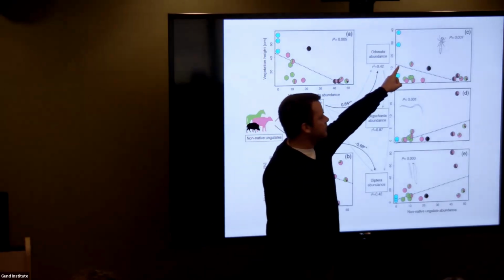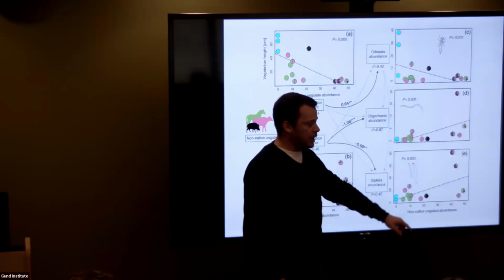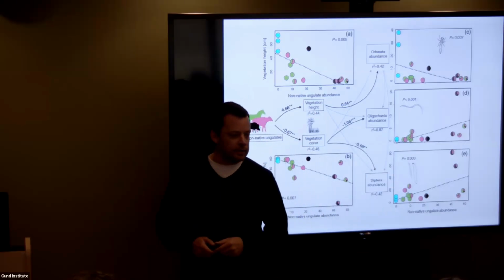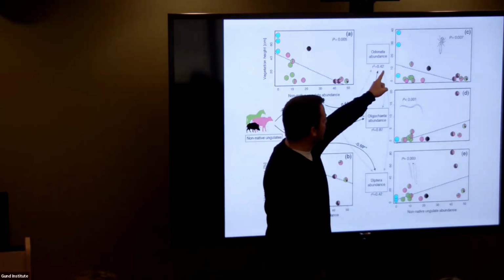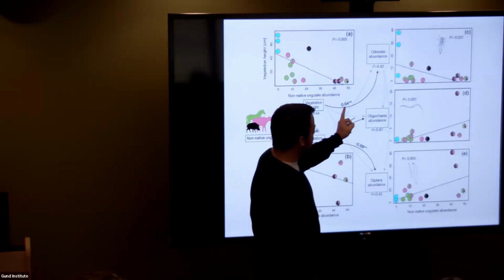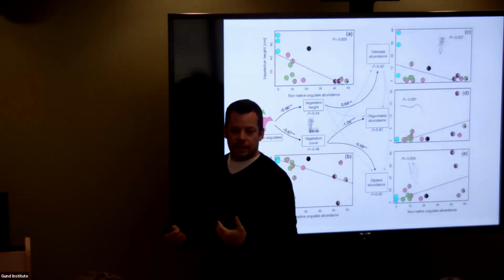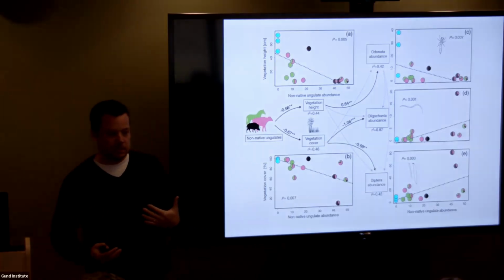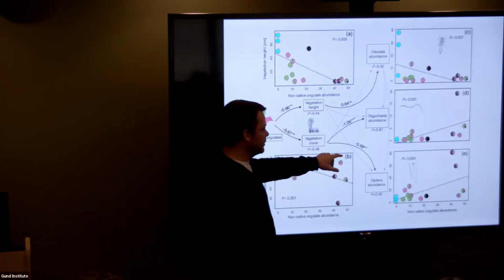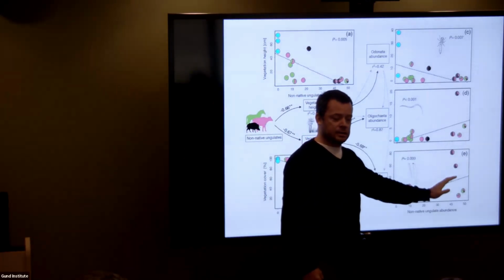This is dragonfly larvae, worms, and fly larvae. You can see that as the non-native abundance increases, the dragonfly larvae decrease. Dragonfly larvae are top predators in this ecosystem. So you are losing a top predator, and you can see that these are the prey, they're increasing.